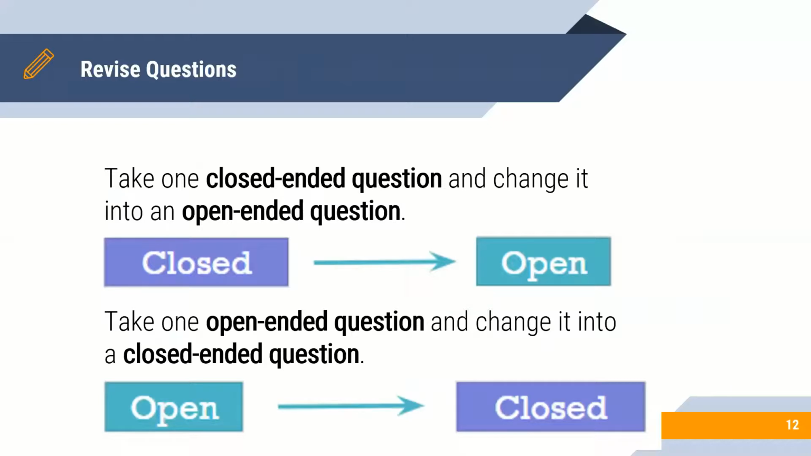Often the questions are closed-ended, and it results in dead-end research. Revising questions opens up the research possibilities. And so they're asked to take one closed-ended question and turn it into an open-ended one, and then take an open-ended question and turn it into a closed-ended one. Again, practicing that divergent and convergent thinking.